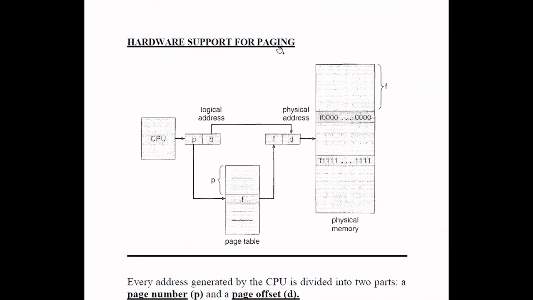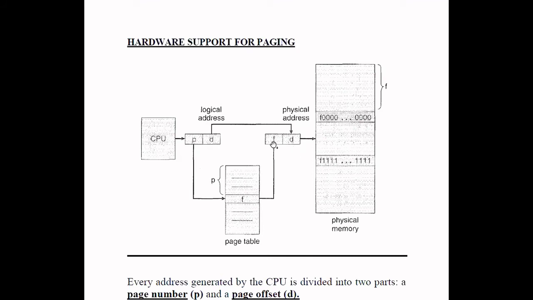With respect to the hardware support, what the operating system does in order to carry out this paging is quite simple to understand. Obviously, from the CPU, we have the logical address generated. The logical address is represented using the page number and the offset. Lowercase d is usually the representation used for the offset. So this is the logical address. Similarly, with respect to the physical address, we have the frame and the offset.